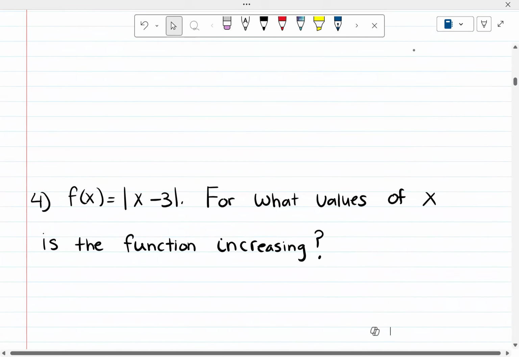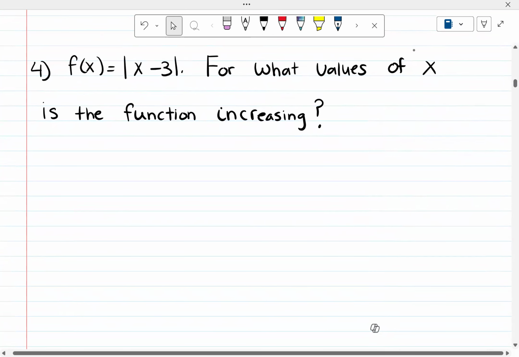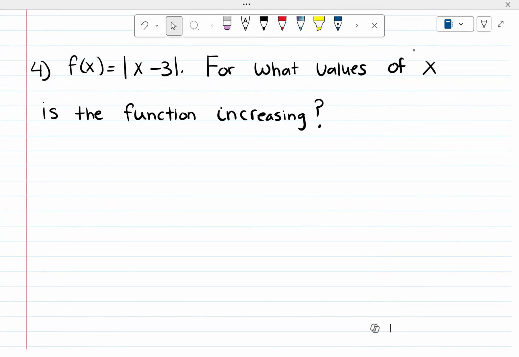So let's start with 4. If f of x equals the absolute value of x minus 3, for what values of x is the function increasing? Basically, they want you to find where f prime of x is greater than 0. You can get away with just looking at a graph, putting this in Desmos or drawing the graph. This is not a bad graph. It's the absolute value of x minus 3, which means there's a horizontal shift of 3 units to the right. If you want to draw that, that's fine.